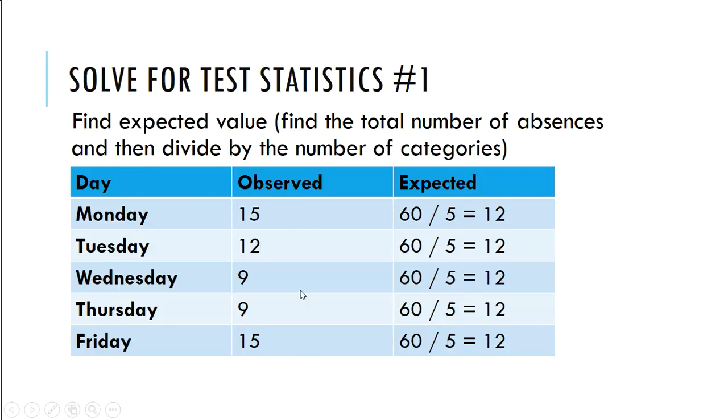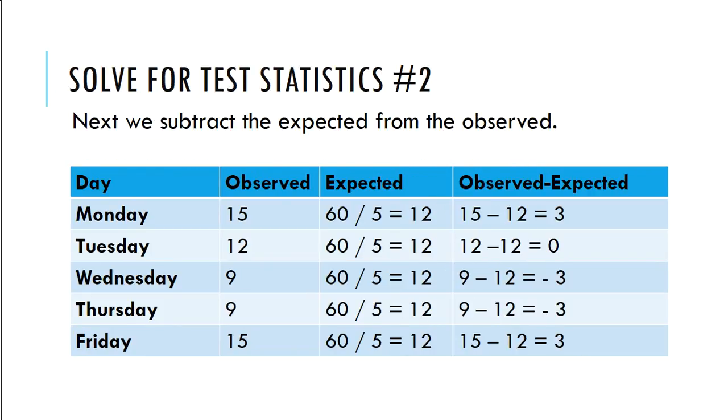Okay, so here's my observed. To get my expected, I added all my observed up to get 60, and then I divided by 5. Where did that 5 come from? That's the number of categories. So if I do 60 divided by 5, I get 12. So my expected for each category is 12. Now I need to subtract my expected from my observed. So all I did for Monday was take 15 minus 12 equals 3.